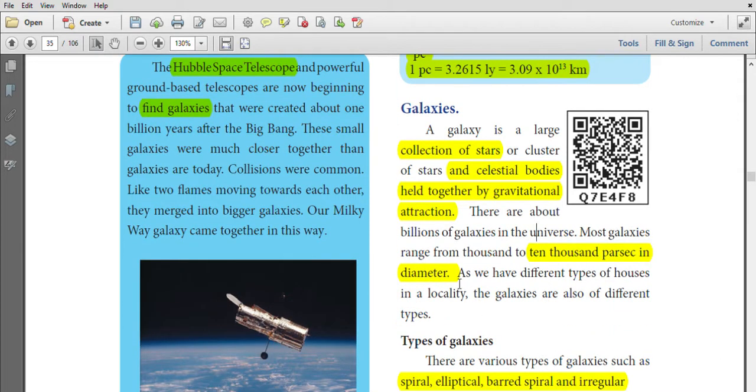Galaxies. Galaxies are collections of stars and celestial bodies held together by gravitational attraction. Galaxies have a high gravitational attraction. The stars and planets are attracted by gravitation, and it forms galaxies. Galaxies are about 10,000 parsec in diameter.